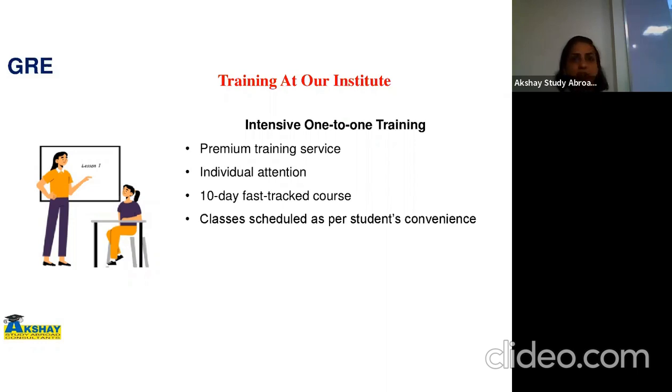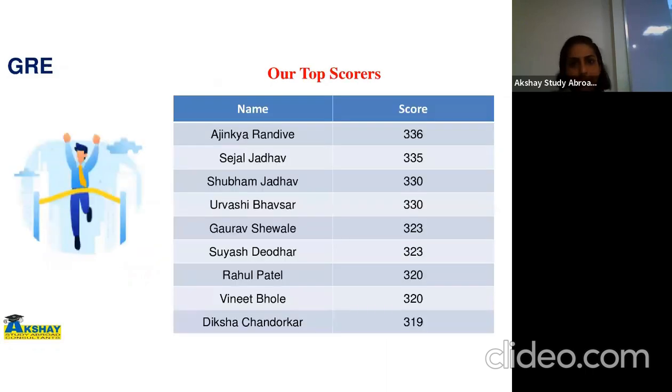Students generally join intensive for quant and verbal both, because some students find the quantitative section difficult, some find the verbal section difficult, and accordingly they can join one-to-one classes as well.